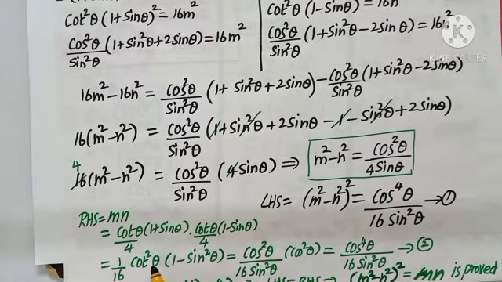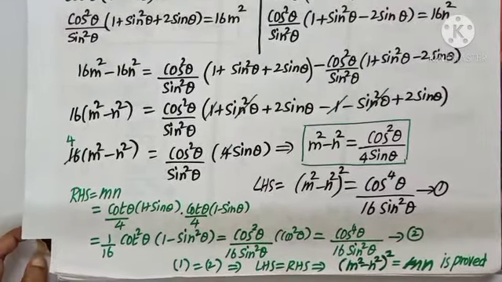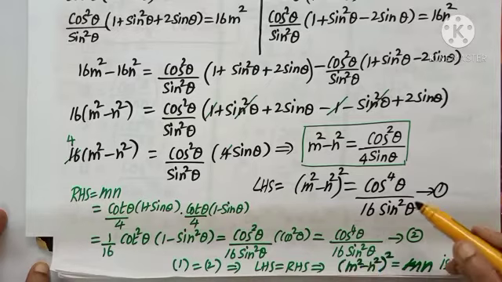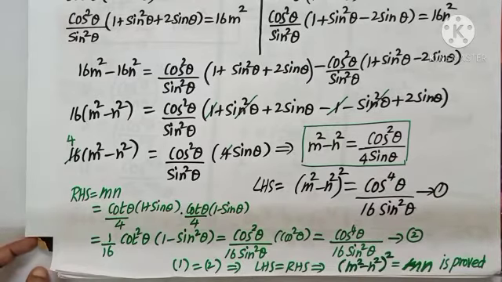cot into cot is cot square. 1 plus sin into 1 minus sin. It is a plus b into a minus b, so a square minus b square. How will you write 1 minus sin square? That will become cos square. Cot square we write as cos square by sin square. So together cos square into cos square is cos power 4 theta by 16 sin square theta. We just compare 1 and 2. LHS and RHS are equal, take and write the answer. M square minus n square the whole square equals mn is proved.